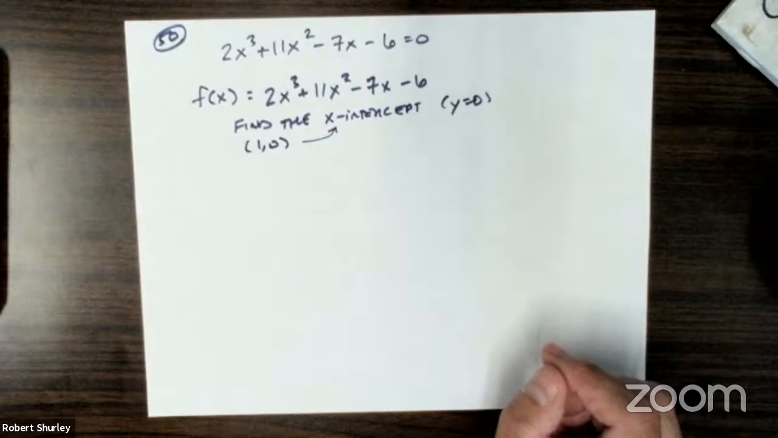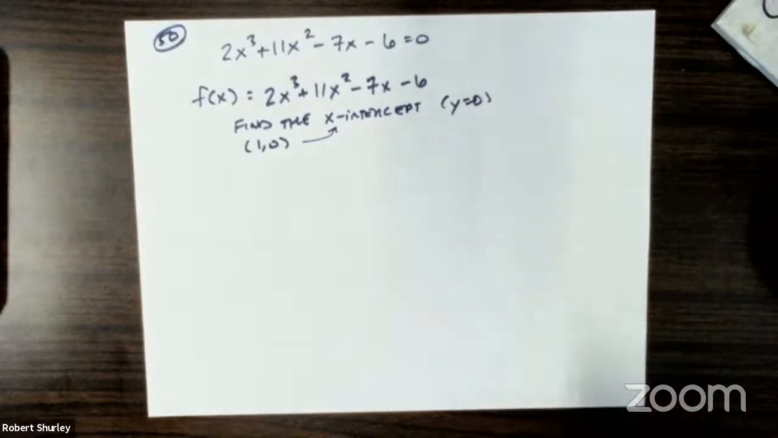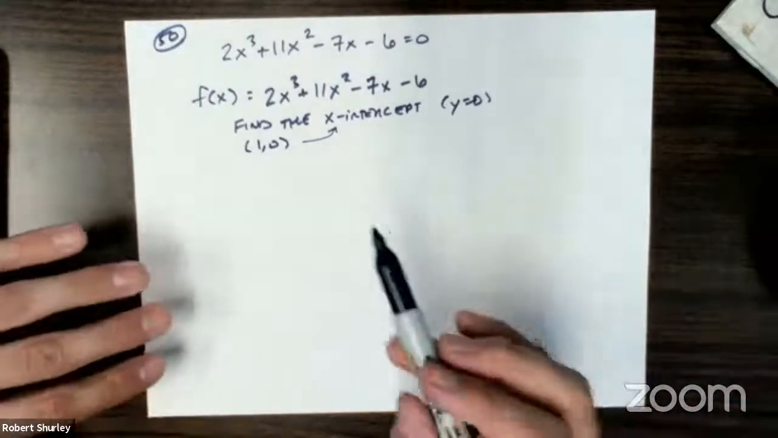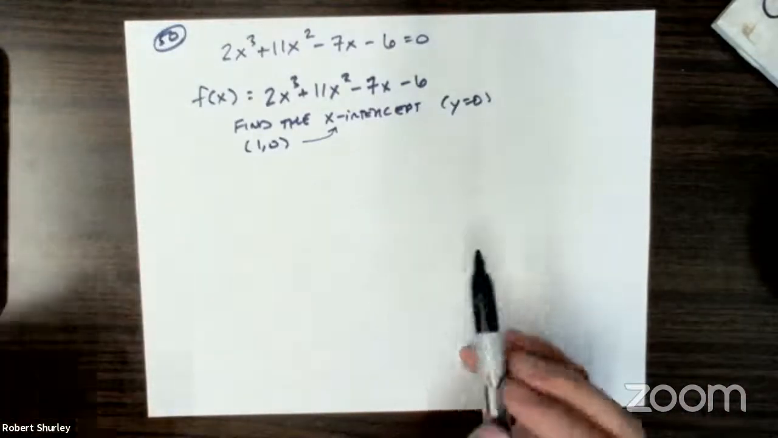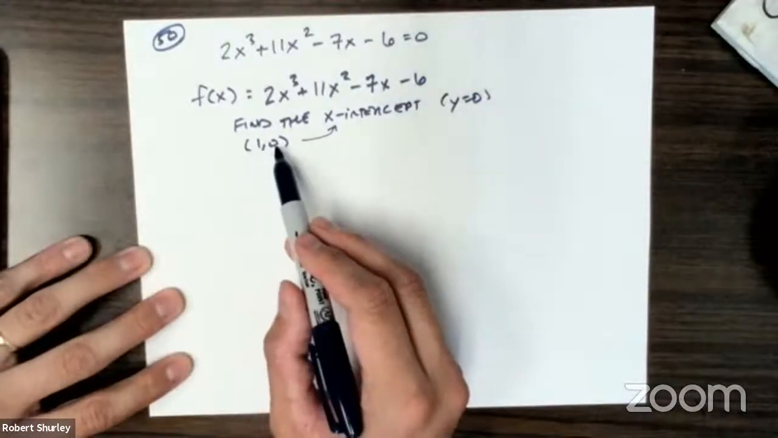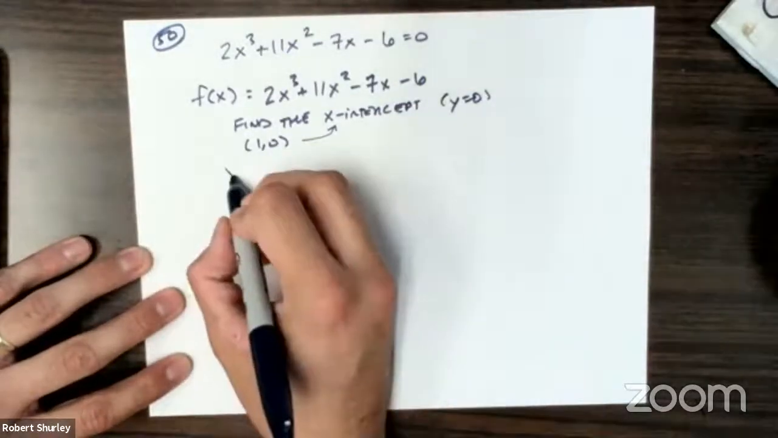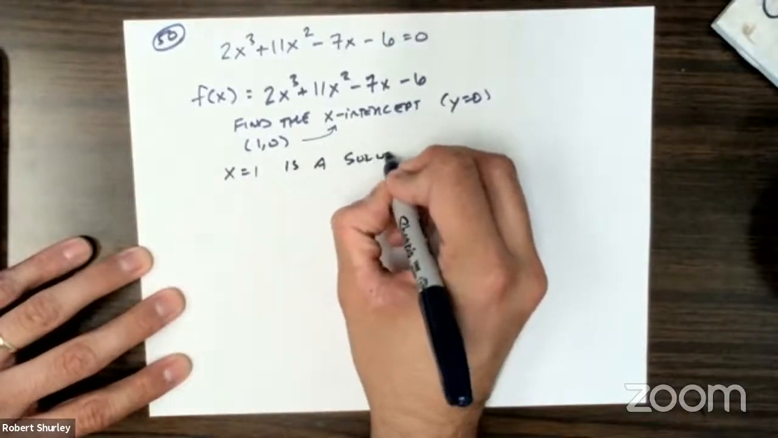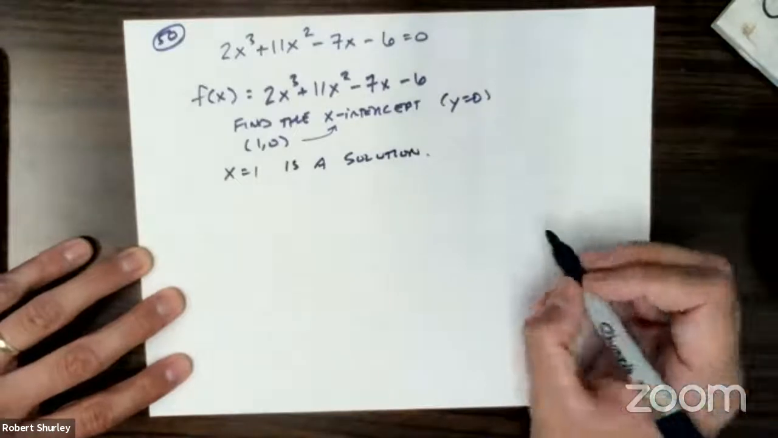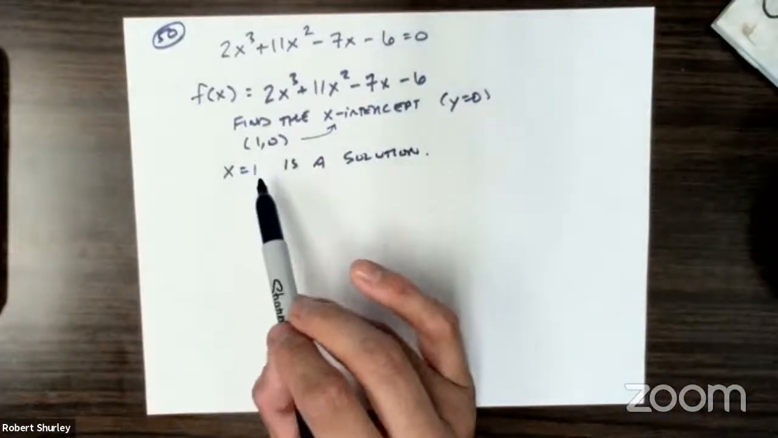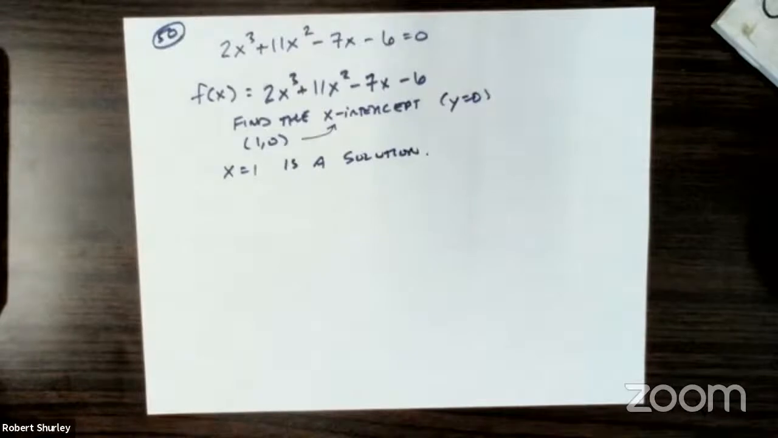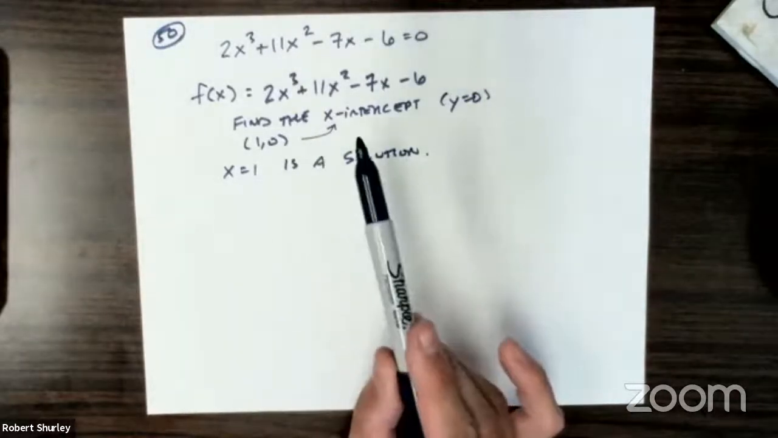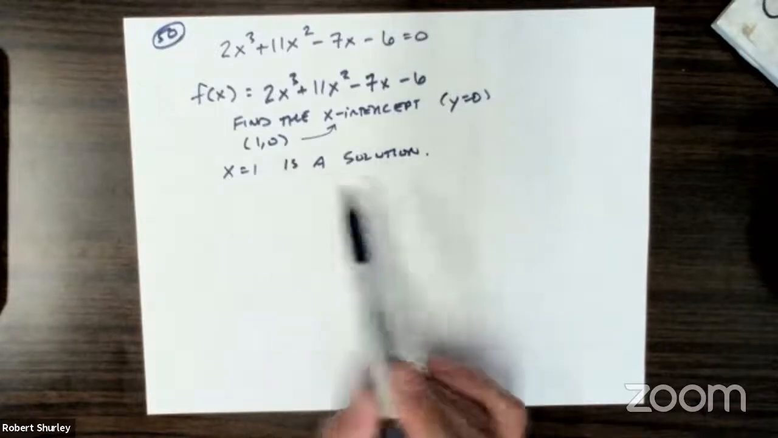table. On that table, (1, 0) is the x-intercept. So what that tells me is if (1, 0) is the x-intercept, x equals 1 is a solution. Okay? So on that table, we found that x equals 1, or (1, 0), is an x-intercept. Now, (0, negative 6) is the y-intercept. That doesn't help us out at all. (1, 0) is the x-intercept, which means x equals 1 is a solution.